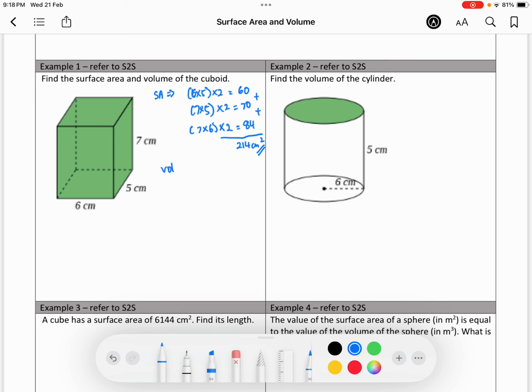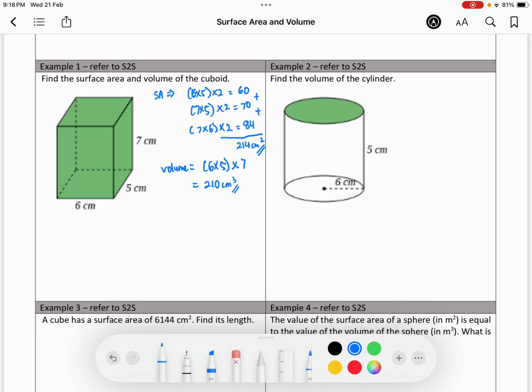Now volume would be area of the base, which is 6 by 5, and then times by height, which is 7. So 6 times 5 is 30, 30 times 7 is 210 cubic centimeter.